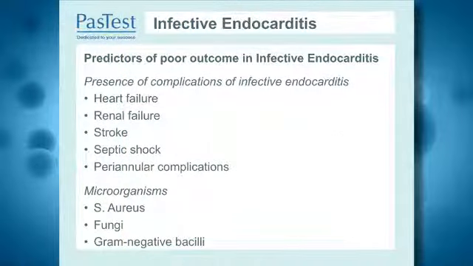Other predictors of poor outcome really are based around potential complications. These would be the development of heart failure, which can occur with marked regurgitation, such as when the aortic valve breaks down, allowing fulminant regurgitation. Renal failure, maybe as a result of sepsis, stroke as a result of embolus, septic shock, or periannular complications. And of course, the organisms carry different risks. Particularly nasty organisms include Staph aureus, fungi, or gram-negative bacilli.